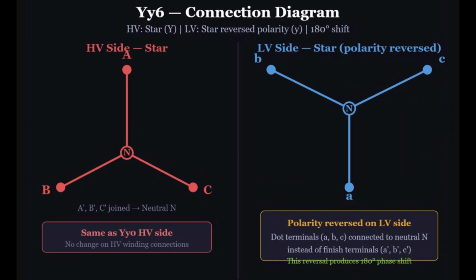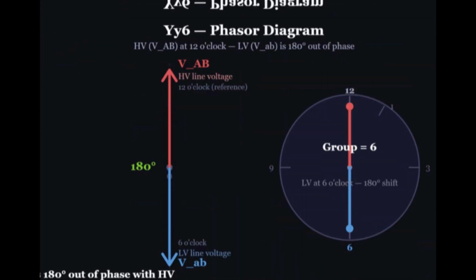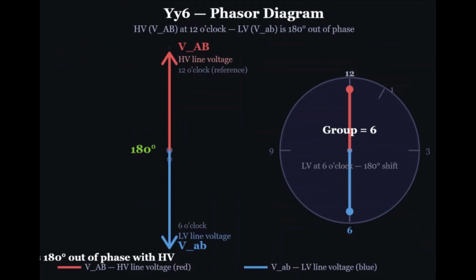Yy6 also has star on both sides, but on the low voltage side, the polarity is reversed. Instead of joining the finished terminals at neutral, the dot-marked terminals go to neutral. This reversal flips the low voltage by 180 degrees. The high voltage phasor points to 12 o'clock. The low voltage phasor points to 6 o'clock. Exactly opposite. That is the 180-degree shift.